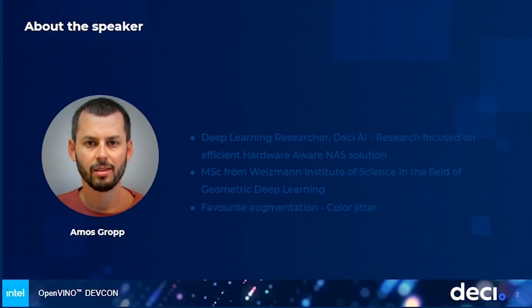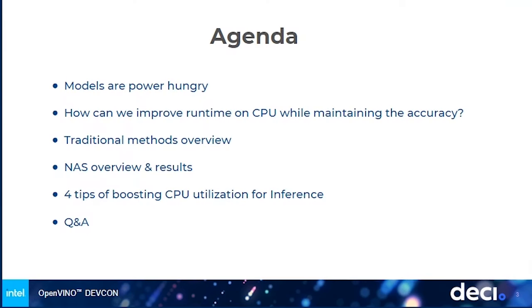So again, I'm Amos. I'm a research engineer at Deci AI. I'm part of the Neural Architecture Search Research Group led by Professor Ran El-Yaniv. Prior to that, I did my master's at the Weizmann Institute of Science in the field of geometric deep learning, and I'm glad to have all of you here today with me.